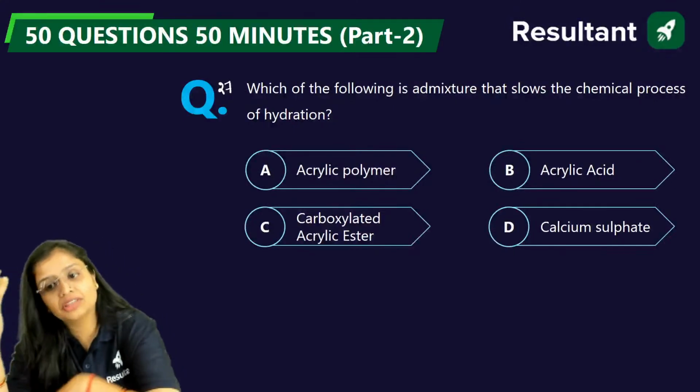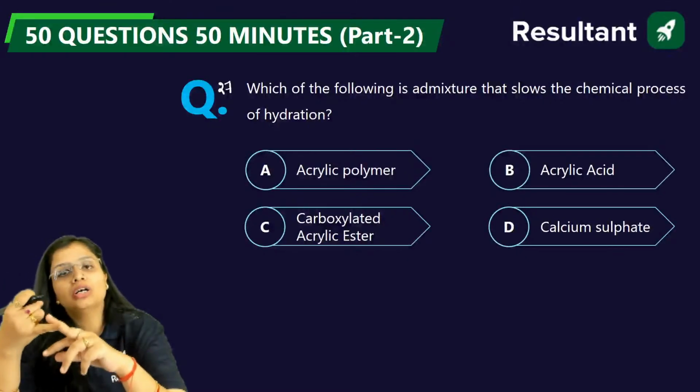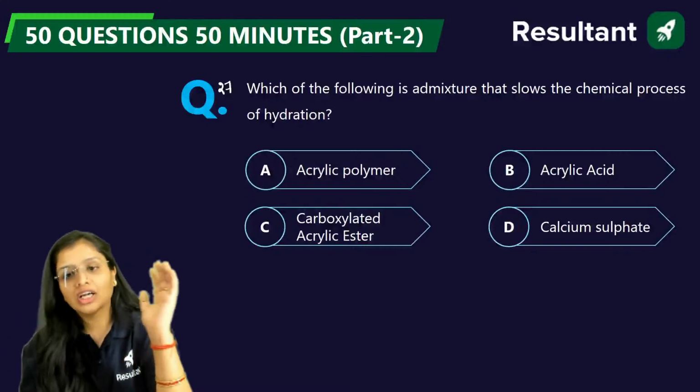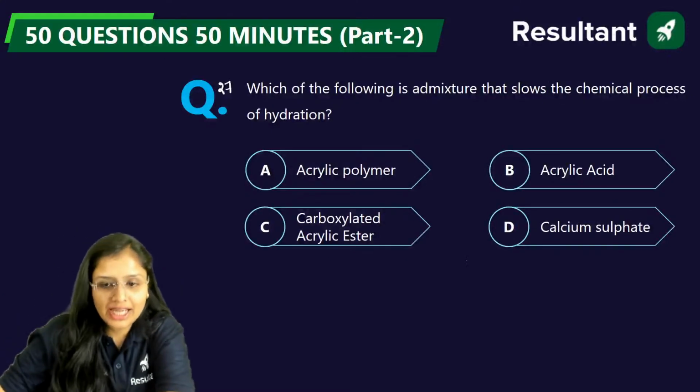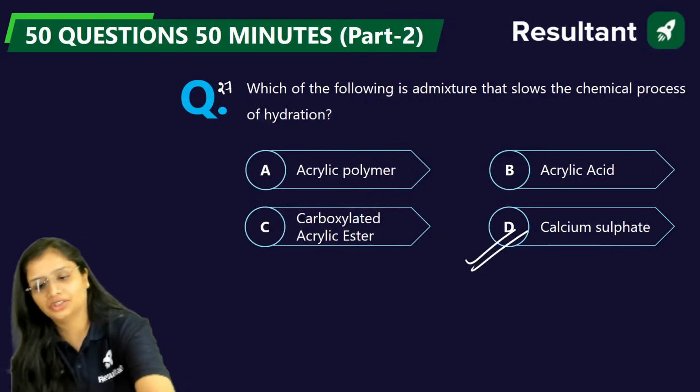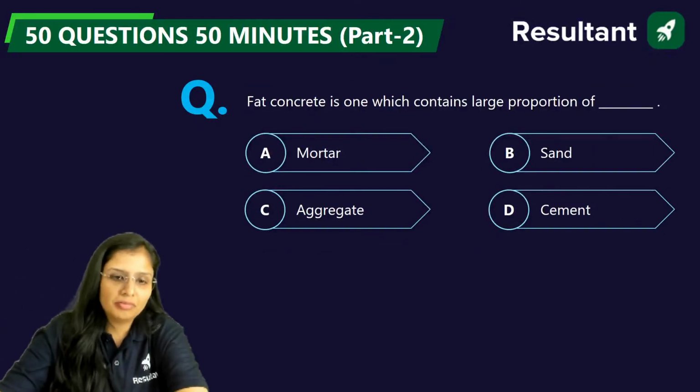That is calcium sulfate. Even sugar, starch, cellulose are also ones which slow the chemical process. So calcium sulfate is an admixture that slows the chemical process of hydration. Okay. Question number 28.